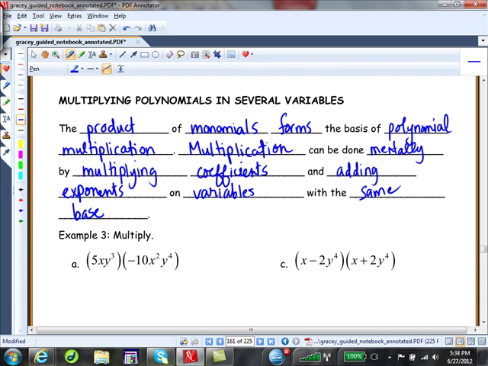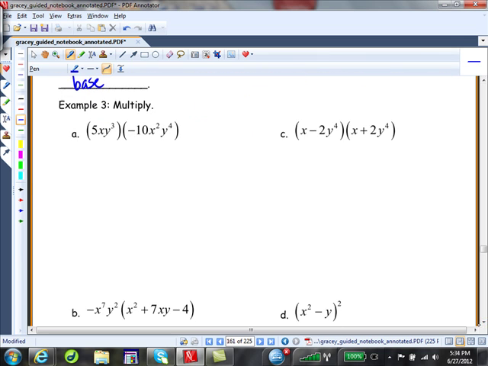Okay, so example 3, multiply. So I'll show more work on part A, and as you get more used to this, you'll probably be showing fewer steps. Okay, so notice that these are all just factors. Everything's being multiplied together. So I'm going to commute the things that are similar, right? So 5 times -10, I'll be multiplying the coefficients.